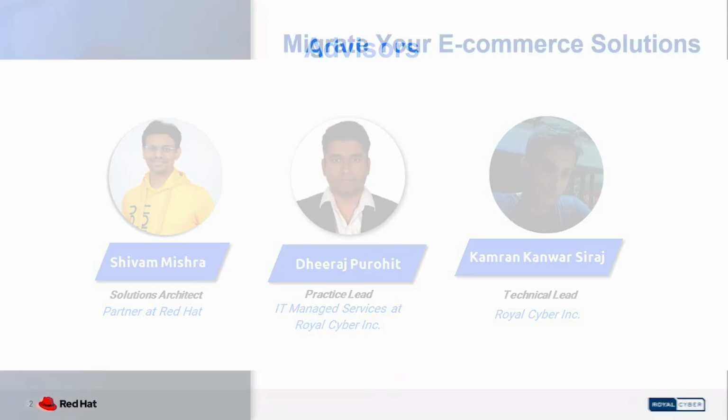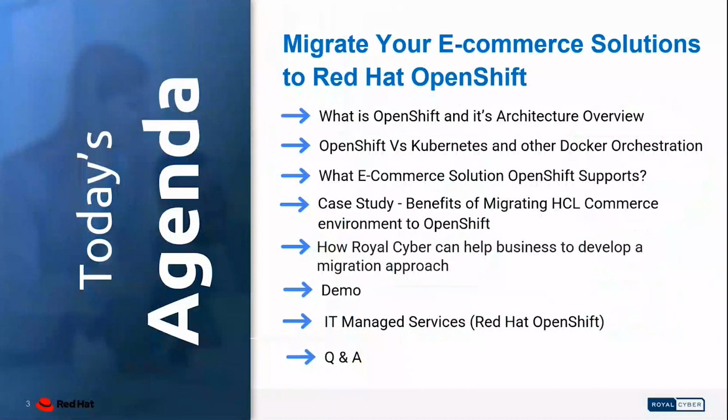Let me just give you a quick walkthrough on the agenda for this webinar. We will be talking about what is OpenShift and its architecture overview, difference between OpenShift, Kubernetes, and other Docker orchestration, what e-commerce solution OpenShift support. We'll be discussing a case study on benefits of migrating HCL Commerce environment to OpenShift, how Royal Cyber can help businesses to develop a migration approach.